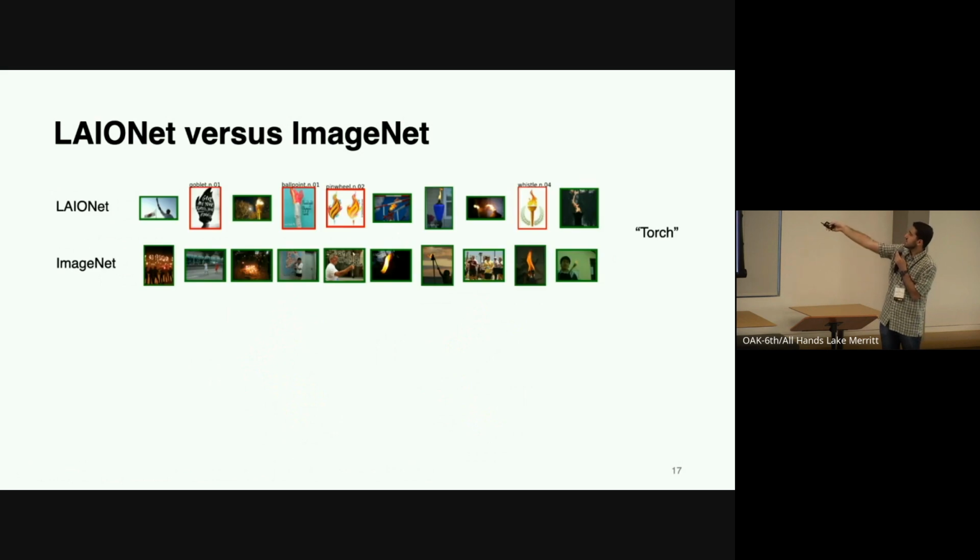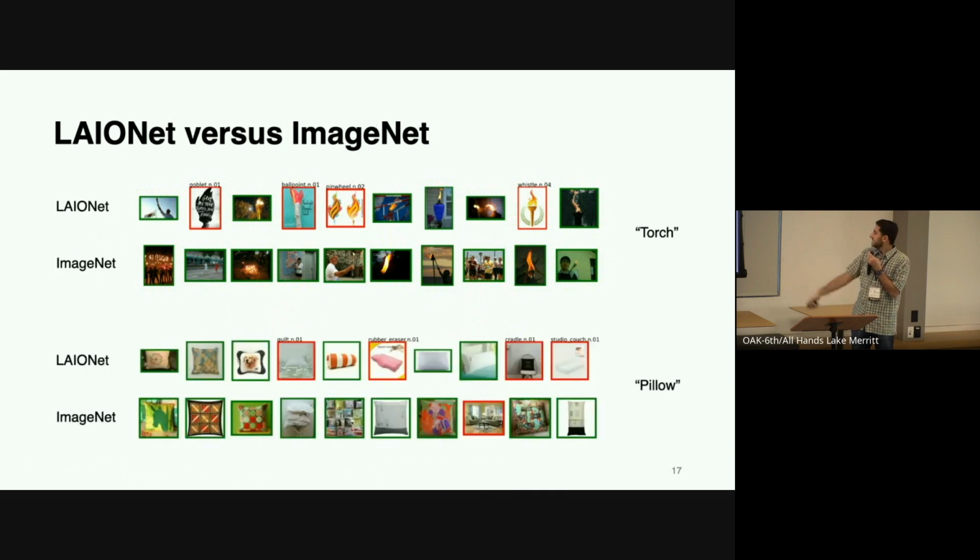Let me show you two examples from LionNet. This is the class torch. The top row is LionNet. And you see whenever we have a graphical depiction, which is absent from ImageNet, ImageNet models struggle to classify. And this is pillow. Whenever I have a pillow in a kind of unexpected shape, ImageNet models struggle.